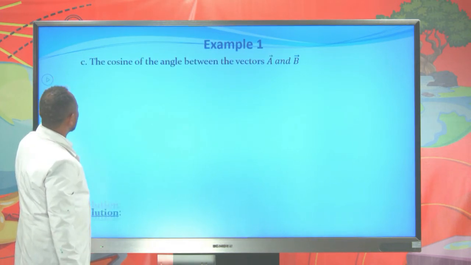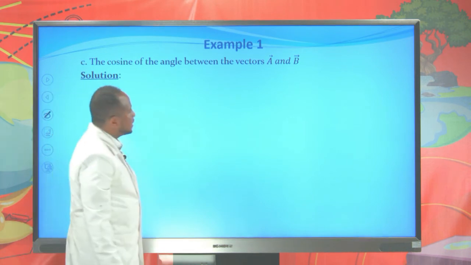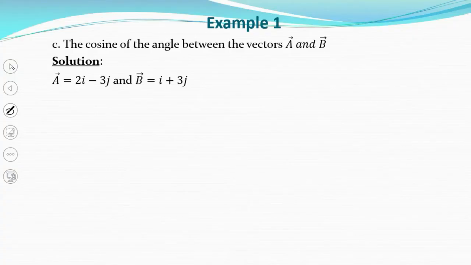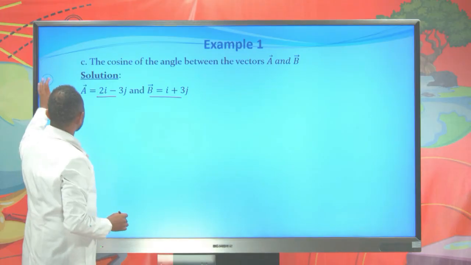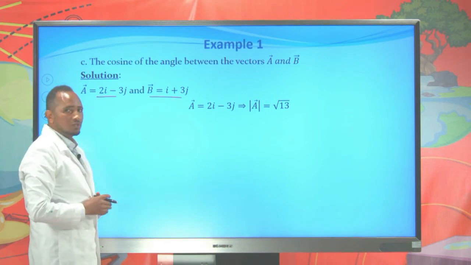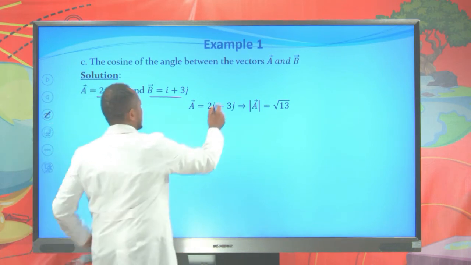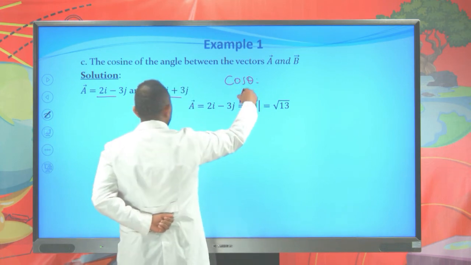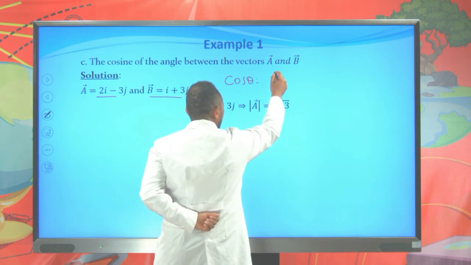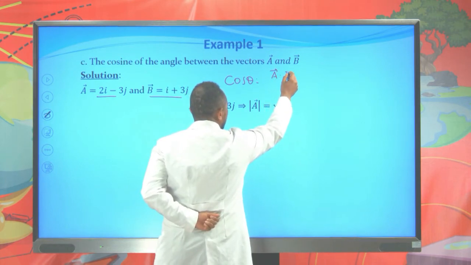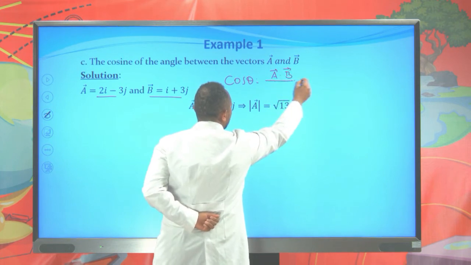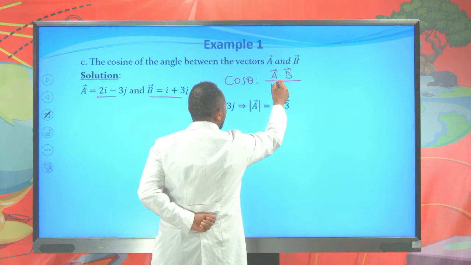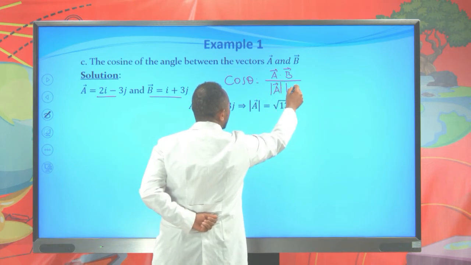Okay, C, we are asked to find the cosine of the angle between the vectors A and B. Vector A is 2i minus 3j and vector B is i plus 3j. To find the angle between them, we use this formula: cosine of the angle between the two vectors is equal to A dot B divided by magnitude of vector A times magnitude of vector B.